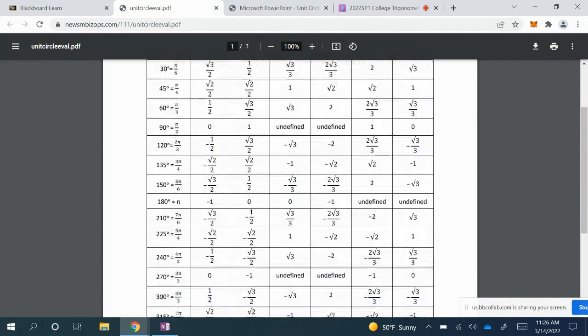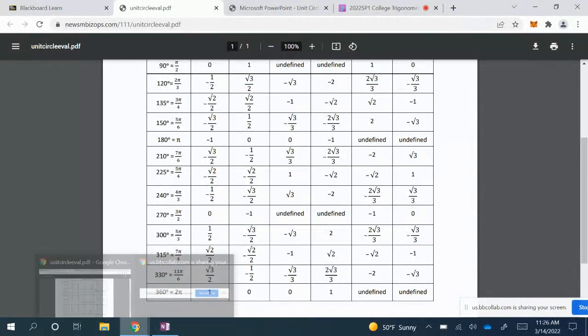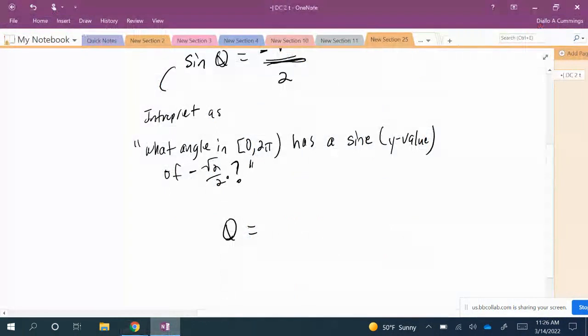All right, so as I scroll down, I see that the sine of 5 pi over 4 is negative square root of 2 over 2. So 5 pi over 4 is one of my values. And if I scroll further down, I see that 7 pi over 4 also has a sine value of negative square root of 2 over 2. Right, so those are my two solutions: 5 pi over 4 and 7 pi over 4.